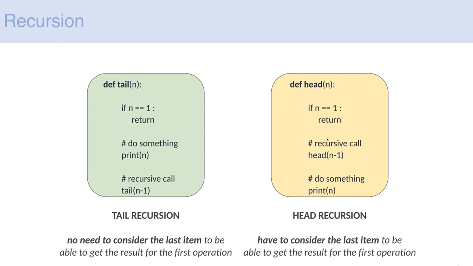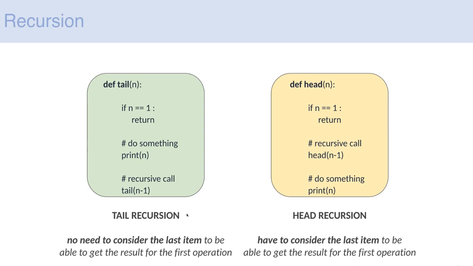What about head recursion? As far as head recursion is concerned, first of all, we have to define the base case as usual. Then we call the function recursively, so we call the same head function with n minus 1 as the argument. And then we do some operation. In this case, just for demonstration purposes, we print out the value of n. In this case, the algorithm has to consider the last item to be able to get the result for the first operation.